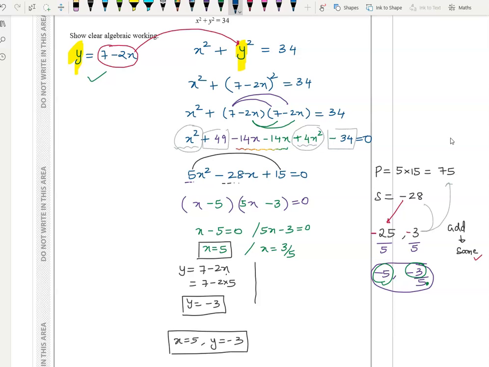And again for when x equal to 3 over 5, y equal to 7 minus 2x. So 7 minus 2 times the value of x, which is 3 by 5. You simplify it, you will get y equal to 5.8. So your values are x equal to 3 over 5 and the value of y is 5.8. Okay, these are your two required answers.